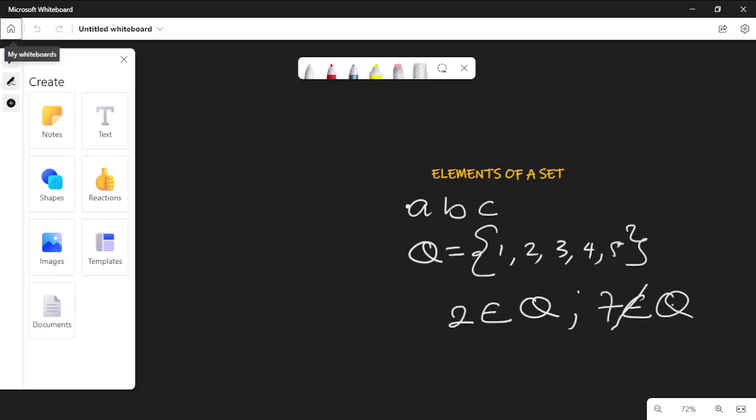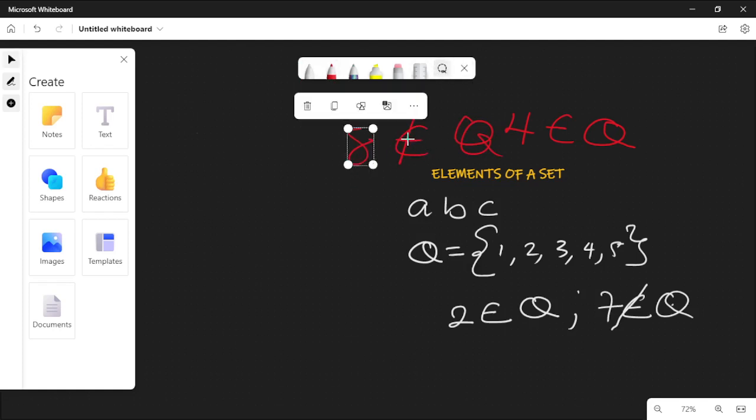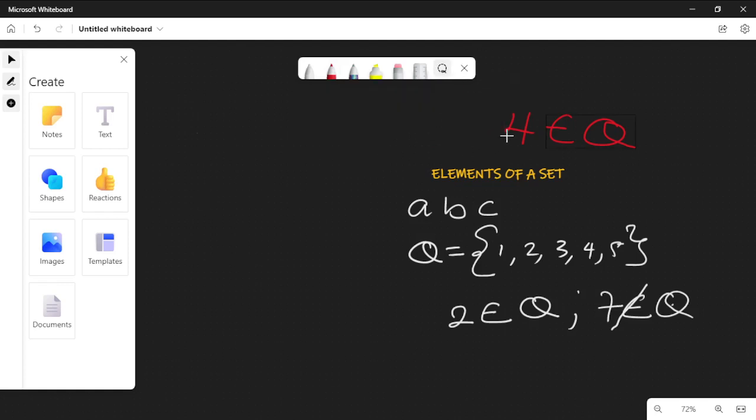All right. So if I want to write that 4 is an element in Q, what am I going to do? I say 4 belongs to Q. Correct. Can you see that now? And if I want to write that 8 is not an element in Q, 8 does not belong to Q. Can you get that now? So it's just as simple as that. So I believe we have understood that now. So that's that for elements of a set.